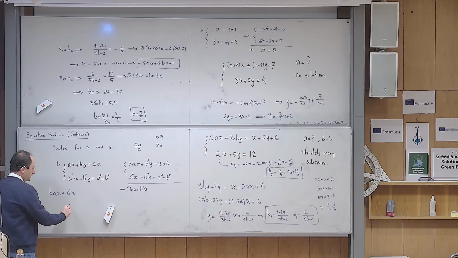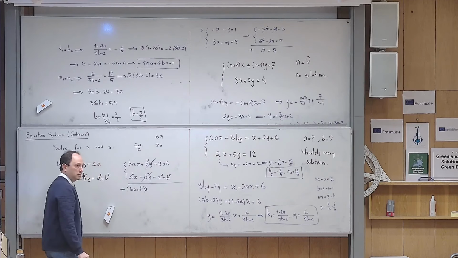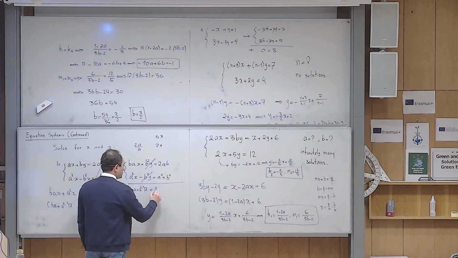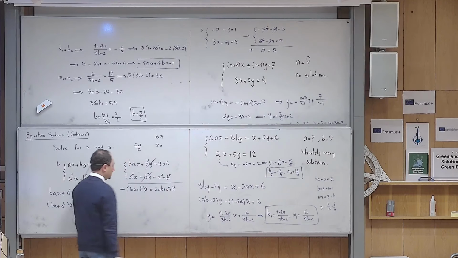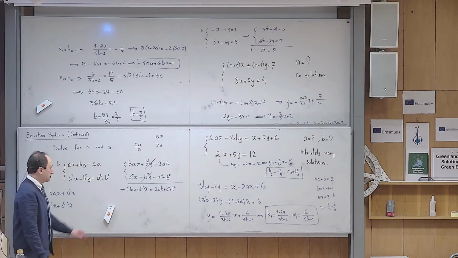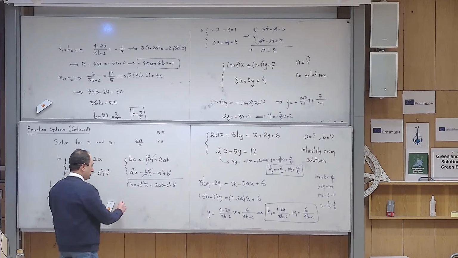In the next step, if you want to, I factor out x. You don't need to do it in 2 steps. Now these 2 are gone, but the right hand side becomes 2ab plus a squared plus b squared. Yes? But now I want to find x. So I divide by the coefficient to isolate x.